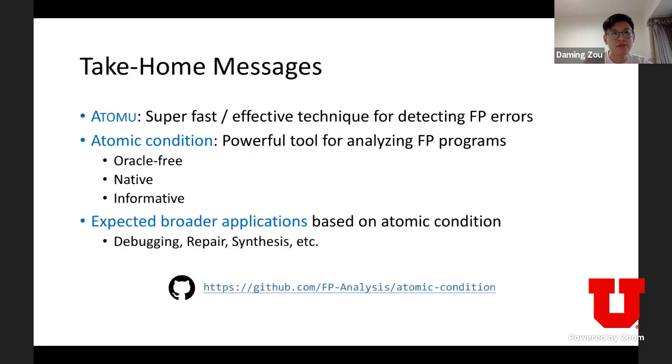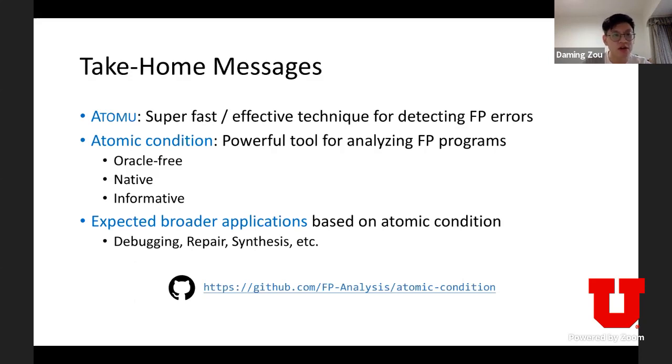So finally, some take-home messages. In this paper, we introduce Atom, which is a super fast and effective technique for detecting floating point errors. We also introduce the concept of atomic condition, which we believe is a powerful tool for analyzing floating point programs.